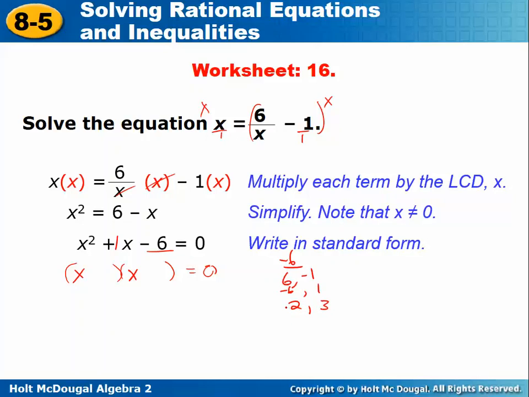If I use a negative 2 plus 3, I would get a plus 1. If I had the negative on the 3, I'd get negative 1, which I don't want. So I can do x minus 2, x plus 3 for my factors.